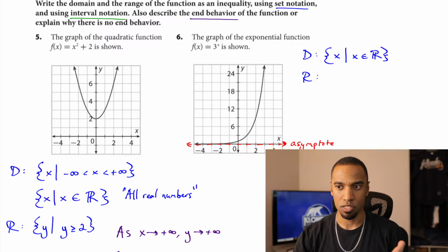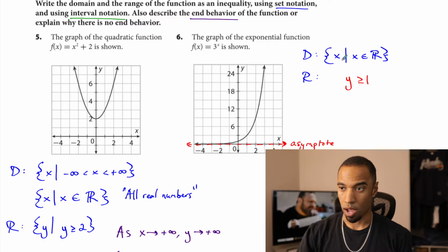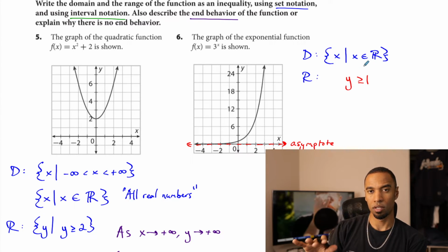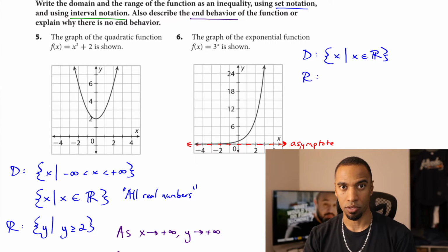Now, do not put, this would be incorrect, y is greater than or equal to 1. No, I mean it is, but also what about the numbers between 0 and 1? Those should also count. So our way of putting that is just y is greater than 0.